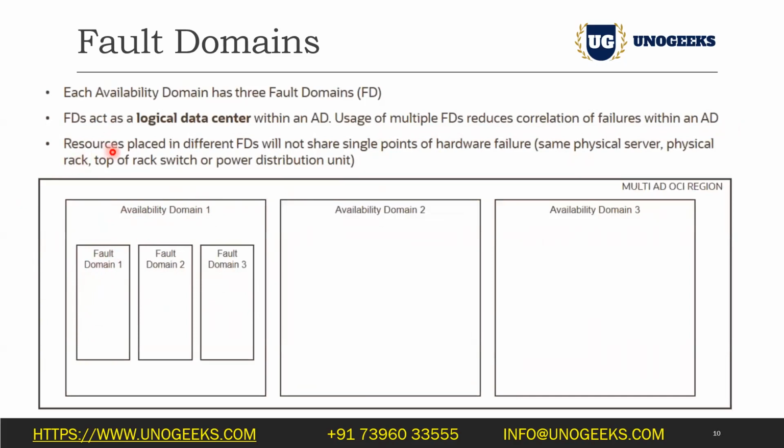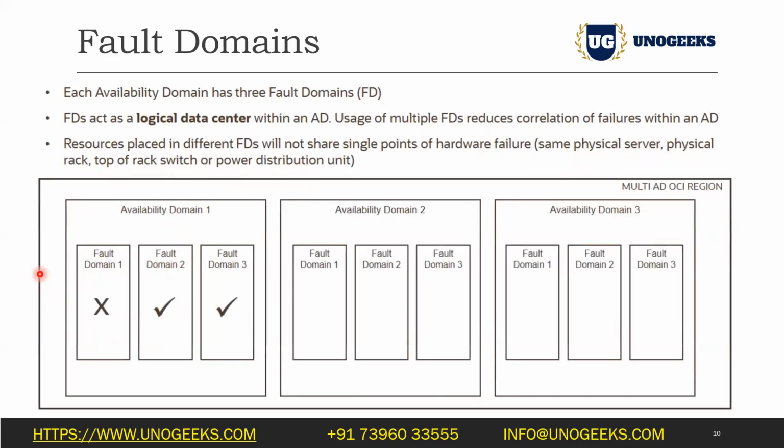available. Resources placed in different FDs will not share a single point of hardware failure, because the same physical server, physical rack, and power rack switch are not used across the same FDs. You have different physical servers, different physical racks, and switches being used in these areas, so that if one physical server goes down here, you have the same resources or services running on the other FD as well. That is the overall idea.